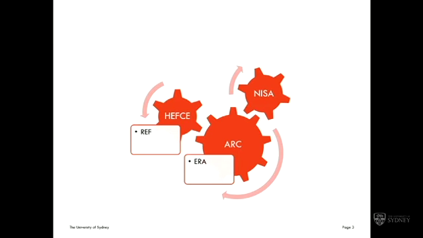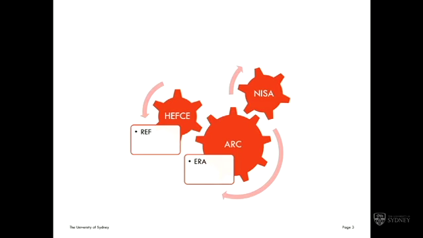Before we get too far into the weeds here, I want to talk about some of the acronyms that are used and just acknowledge that higher education is full of acronyms. And just to make sure we're all on the same page, I'm going to describe some of them. So the ARC is the Australian Research Council, the government arm that assesses research in Australia. The ERA stands for Excellence in Research for Australia, which is Australia's National Research Evaluation Framework.